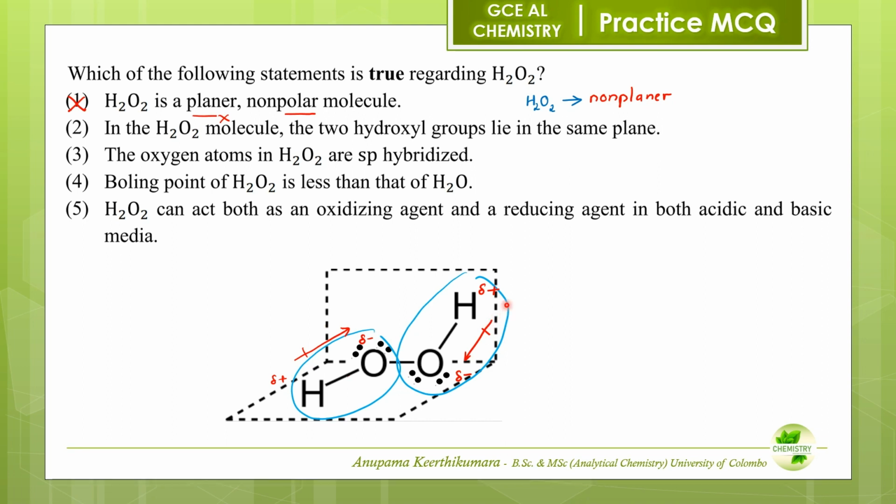It creates a dipole moment towards the more electronegative oxygen atom, and therefore hydrogen peroxide molecule contains two polar OH bonds. But because of this open book structure of hydrogen peroxide molecule, these dipole moments do not cancel out. Therefore, hydrogen peroxide is a polar molecule.